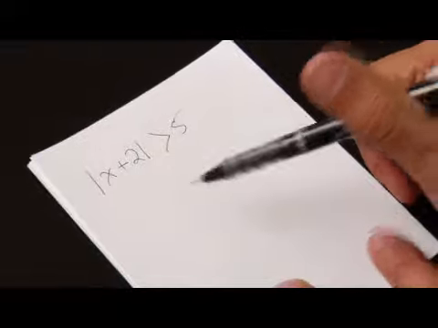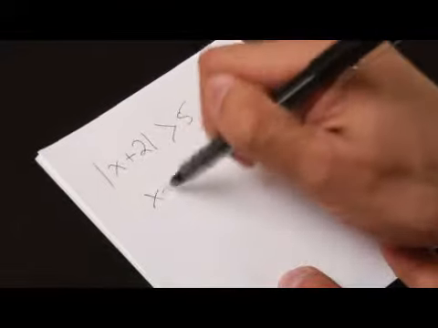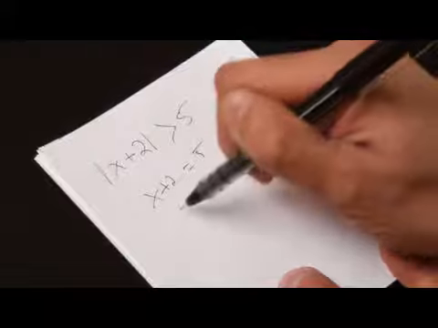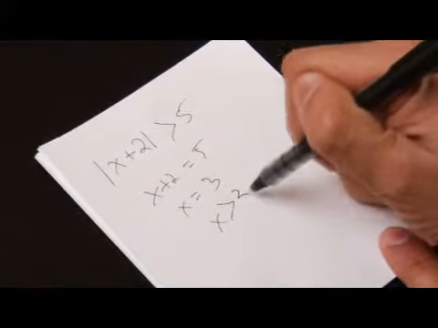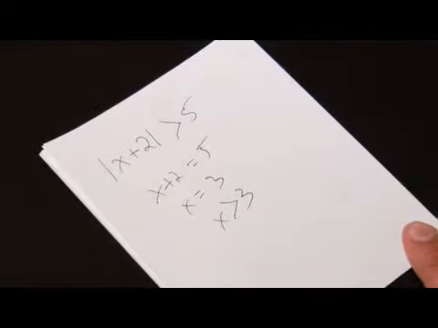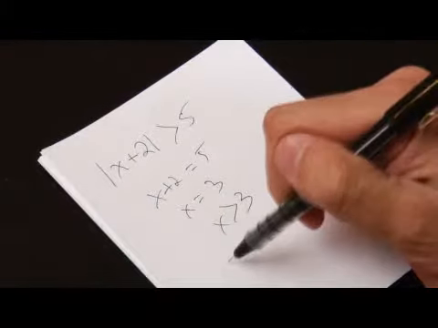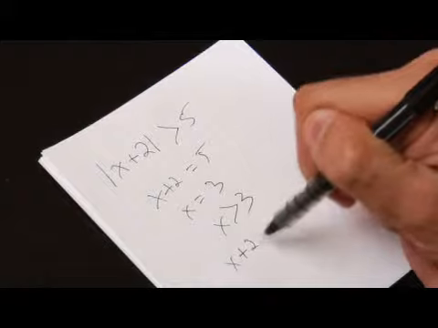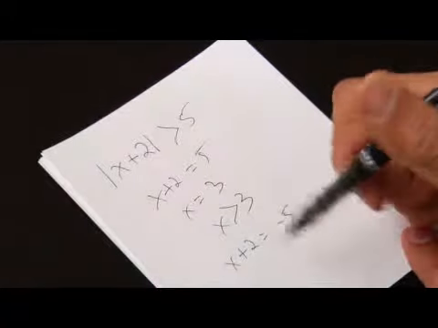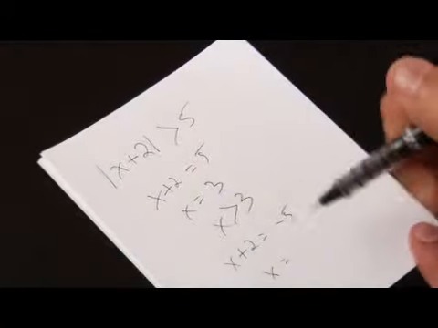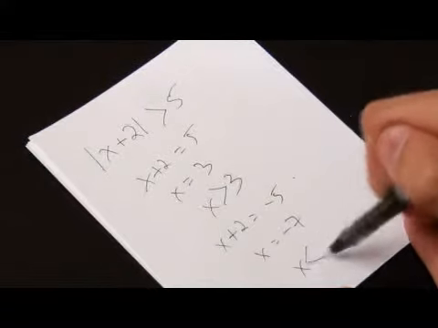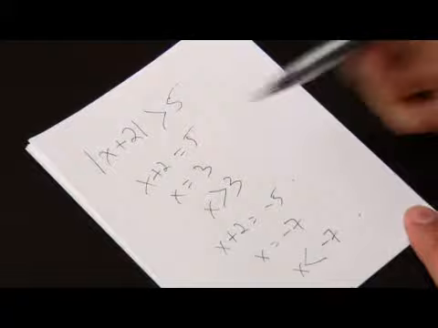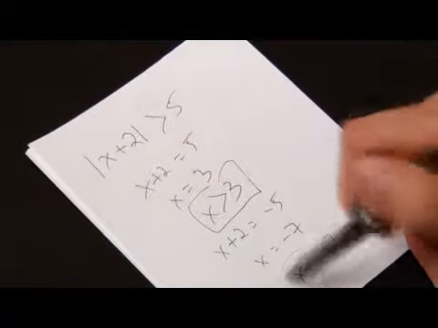So first of all, we need to solve it so that x plus 2 equals 5, so we know x has to equal 3. So if x is greater than 3, the inequality is true. Now we need to solve it so that x plus 2 equals negative 5. That makes x equal negative 7. So if x is less than negative 7, then we have the inequality to be true as well.